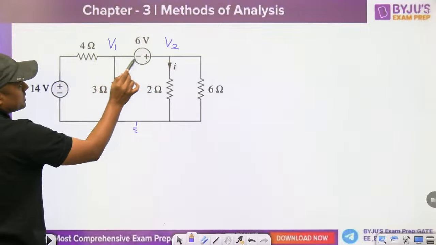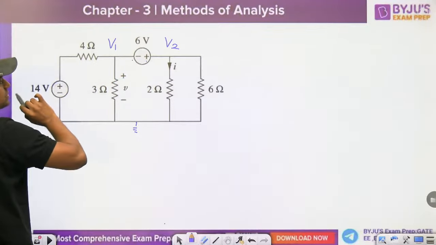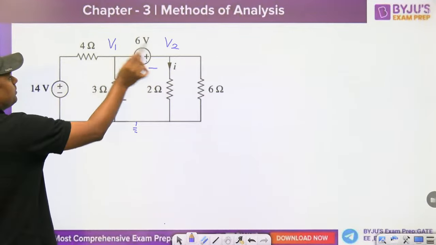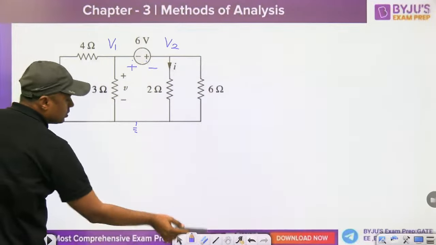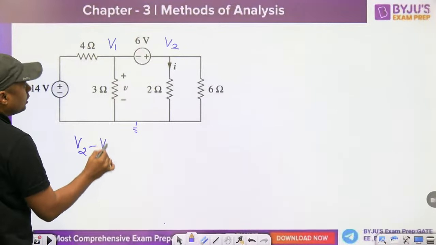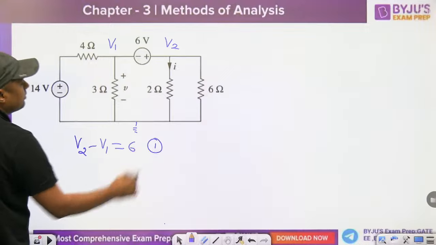This is V2 minus V1. Always remember this is plus, this is minus. That's why we are writing V2 minus V1. If this polarity were plus-minus the other way, then we would have to write V1 minus V2 is equal to 6. So this is V2 minus V1 is equal to 6. That is equation number 1.